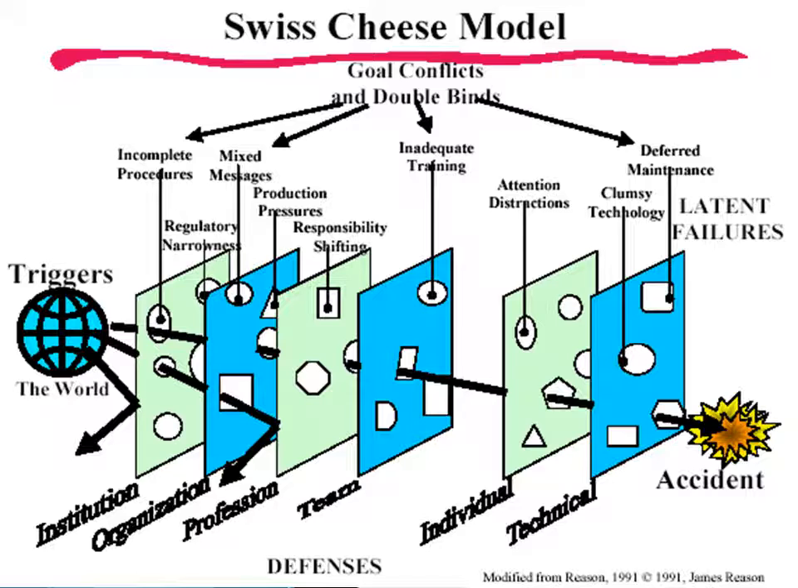And at the bottom are ways that we prevent error. The institution has rules, the organization has rules, the profession trains you in a particular way, the team has rules, the individual and the technology. And the point of the slide is that if you've got the right kind of redundancies and protections in place, you should have as few accidents as possible, because it requires all of these holes to match up for an accident actually to happen.